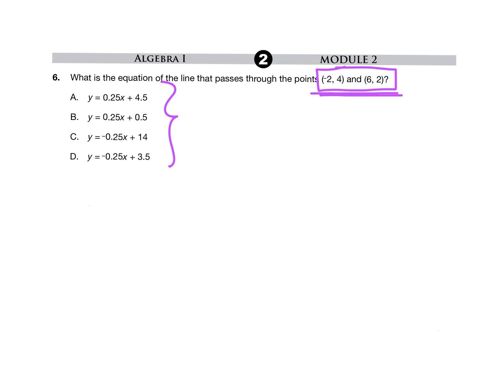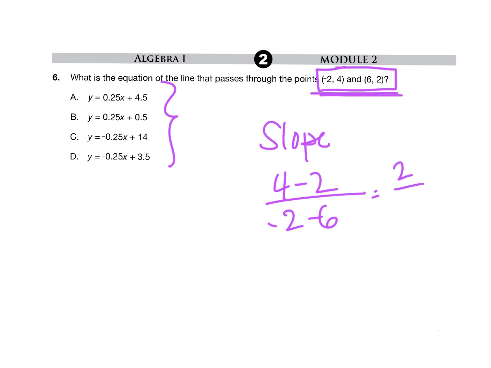When I looked at this, the first thing I thought was that I'll start with calculating the slope. So in my slope calculation, I subtracted my y's, 4 minus 2, and I subtracted my x's, negative 2 minus 6. So I'm getting 2 over negative 8, which is negative 1/4. At least having my slope eliminates A and B from my answer choices. So at least I'm now down to C or D.